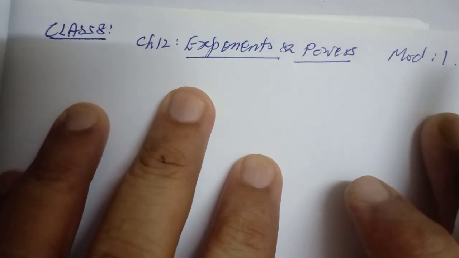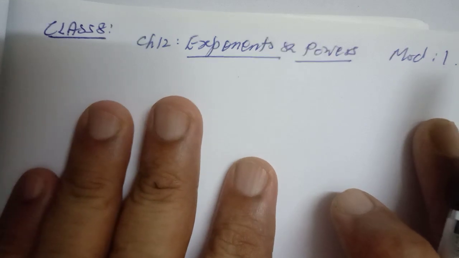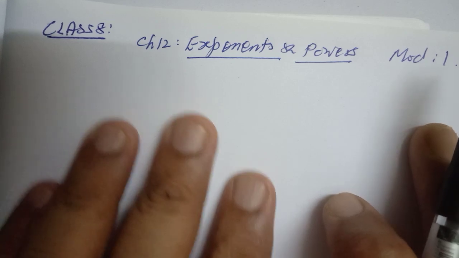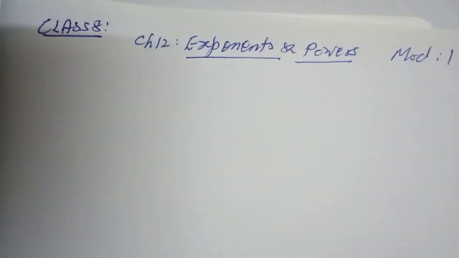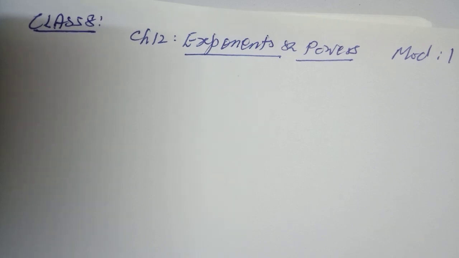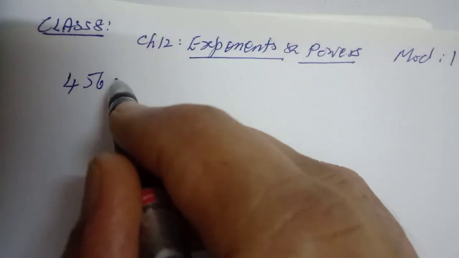Children, in today's class, let us see the exponents and powers, the new chapter. Let us revise all the important concepts that we have learnt in 7th class. So, how can you write a number in expanded form? Let us see how we can write 456 in expanded form.